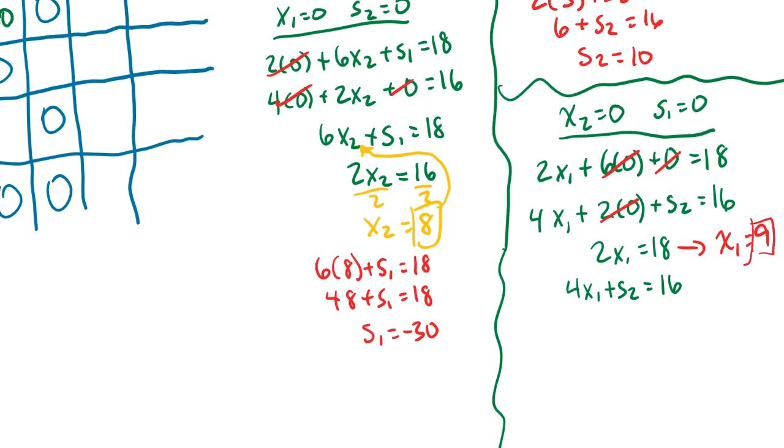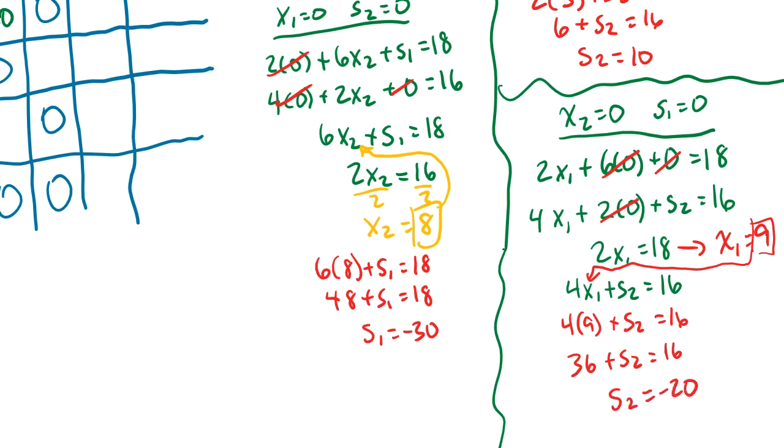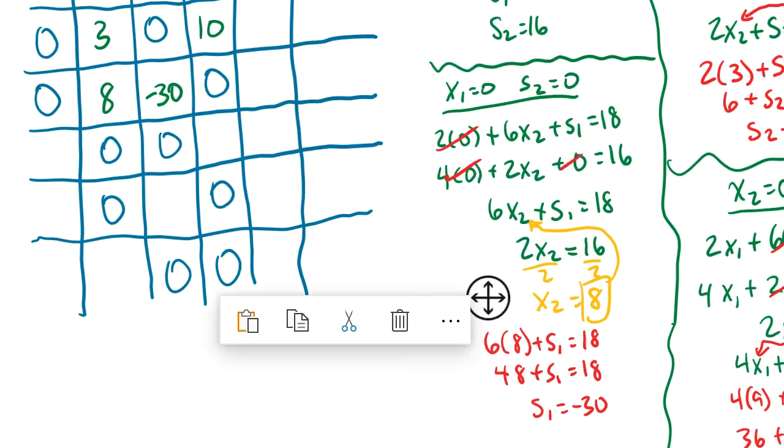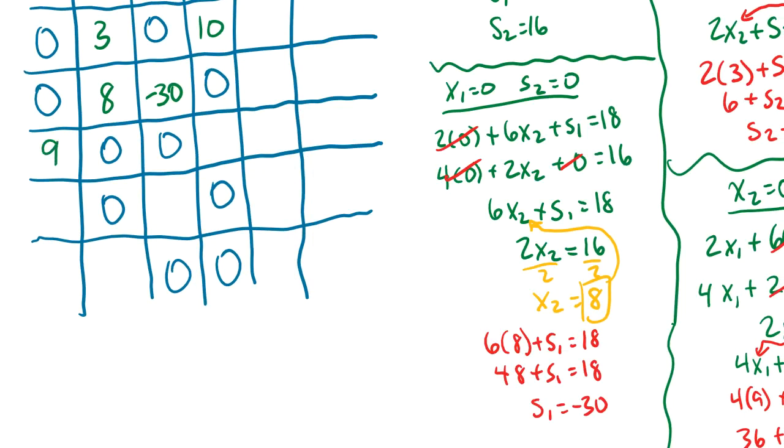Then we're just going to take that 9 and plug it in to the other equation, so we get 4 times 9 plus s2 equals 16. So 4 times 9 is 36, plus s2 equals 16. Subtract 36 from both sides, and we get s2 equals negative 20. Alright, so we got 9 and negative 20. Two more.